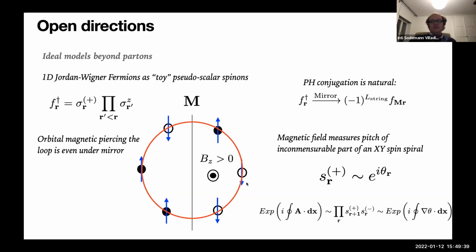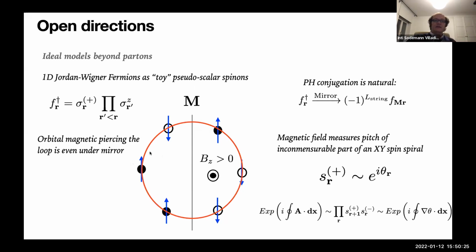You can put Jordan-Wigner fermions in a ring, and you can convince yourself very explicitly, just with Jordan-Wigner fermions, that there is no reasonable doubt that there is a magnetic field in this ring, and that magnetic field will be even under this mirror. So what is the magnetic field of a Jordan-Wigner fermion? If you remember the paper by Patrick, the magnetic field of the usual spin is some kind of triple product of three spins measuring the spin chirality. This magnetic field cannot be chiral, because it has to be even under mirrors. So the magnetic field that Jordan-Wigner fermions experience is a type of correlation that measures the pitch.